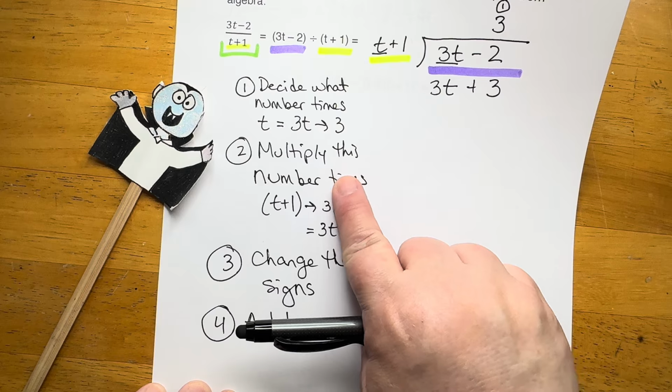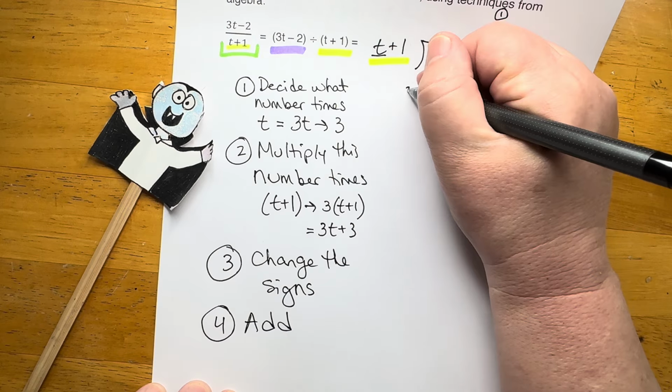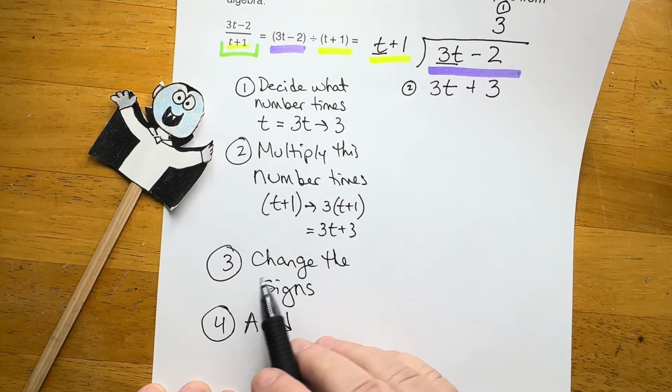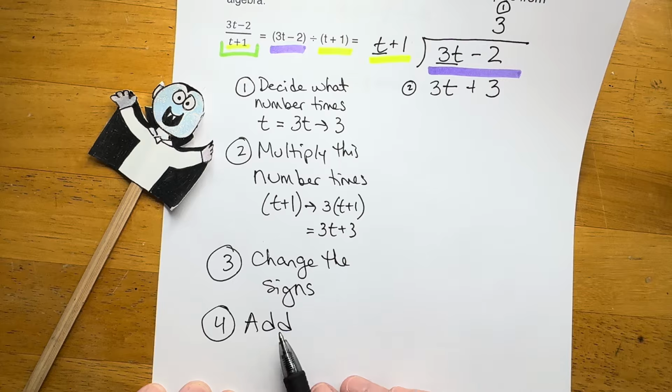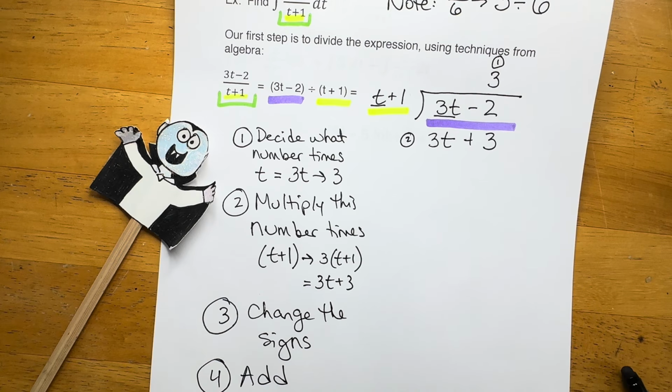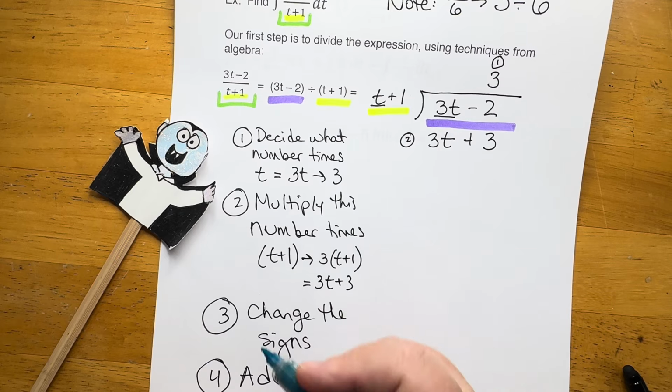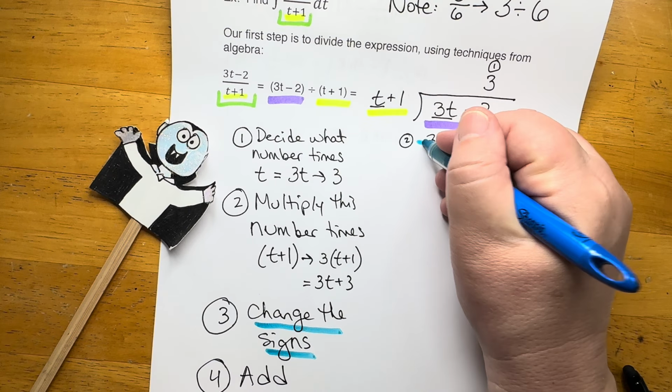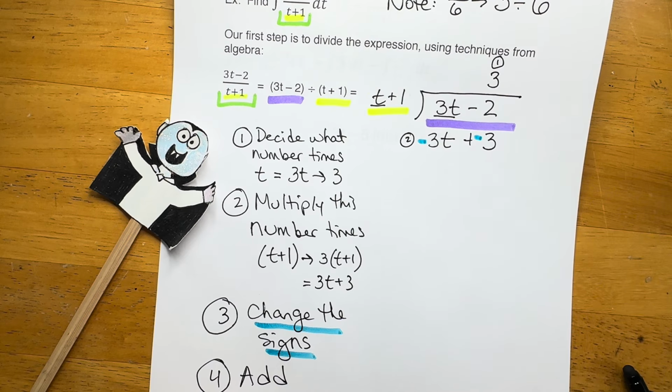So I'm going to have you multiply. There's step 2 right there. Then I'm going to change the signs and add. Remember that subtraction is just adding the opposite. So I'm going to go through. Let's see, I don't have anything pink. I'm going to use blue here because I've used all my other colors. So here, changing the signs right there, I'm going to change this to minus 3t and minus 3.